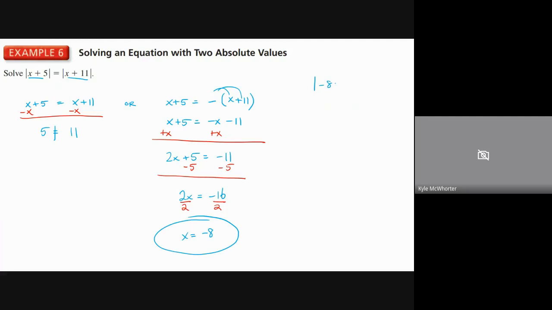And then we just want to check and make sure that works in both. Absolute value of negative 8 plus 5 equals absolute value of negative 8 plus 11. Negative 8 plus 5 is negative 3. Negative 8 plus 11 is 3. Absolute value of negative 3 is 3. So we win. Our solution is x equals negative 8.